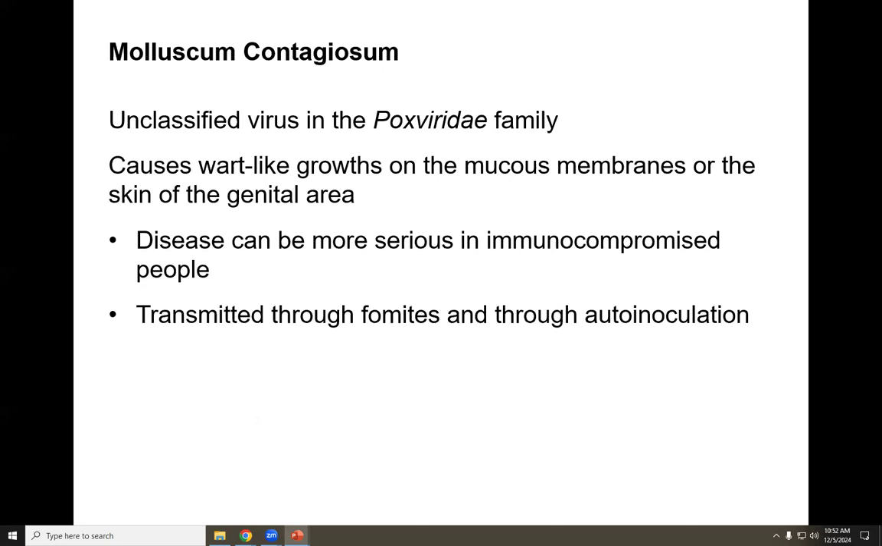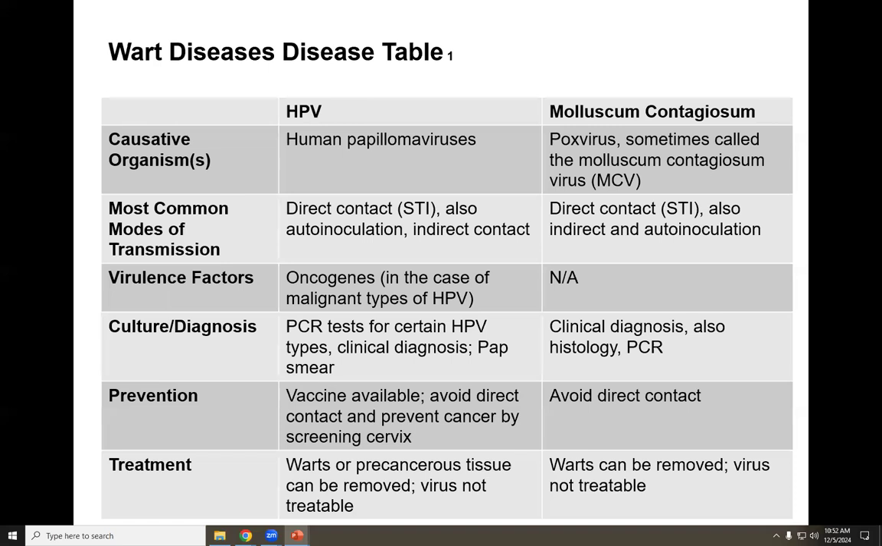Moving on, molluscum contagiosum. We talked about this in the skin disease section. It's a wart-like disease. It's usually associated in the Pacific Islands with, again, sex workers and unprotected sex and that sort of stuff, but we don't see a lot of it here in the US. It can be quite disfiguring for people with immune issues.